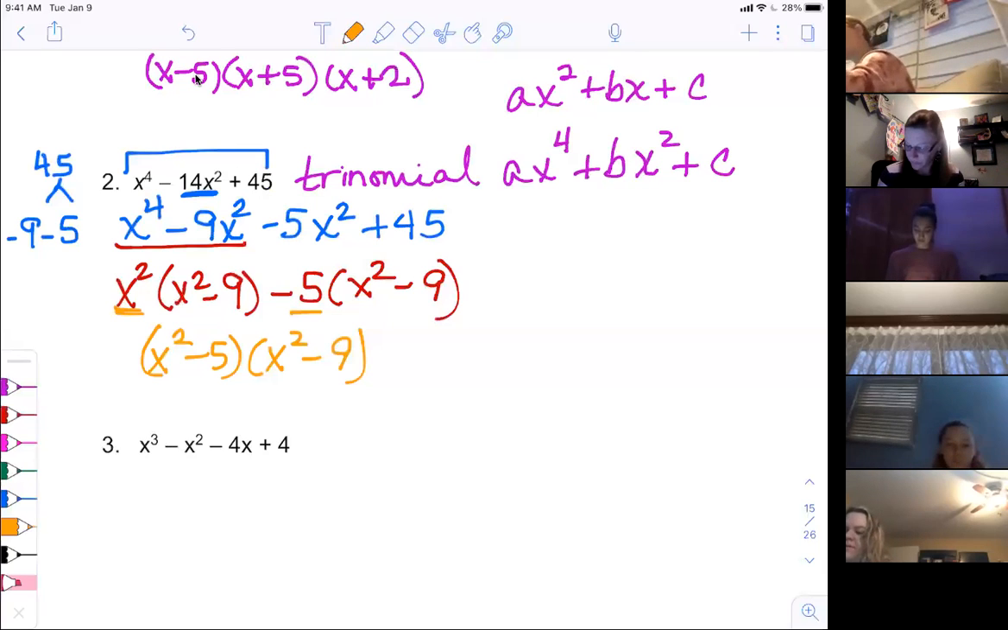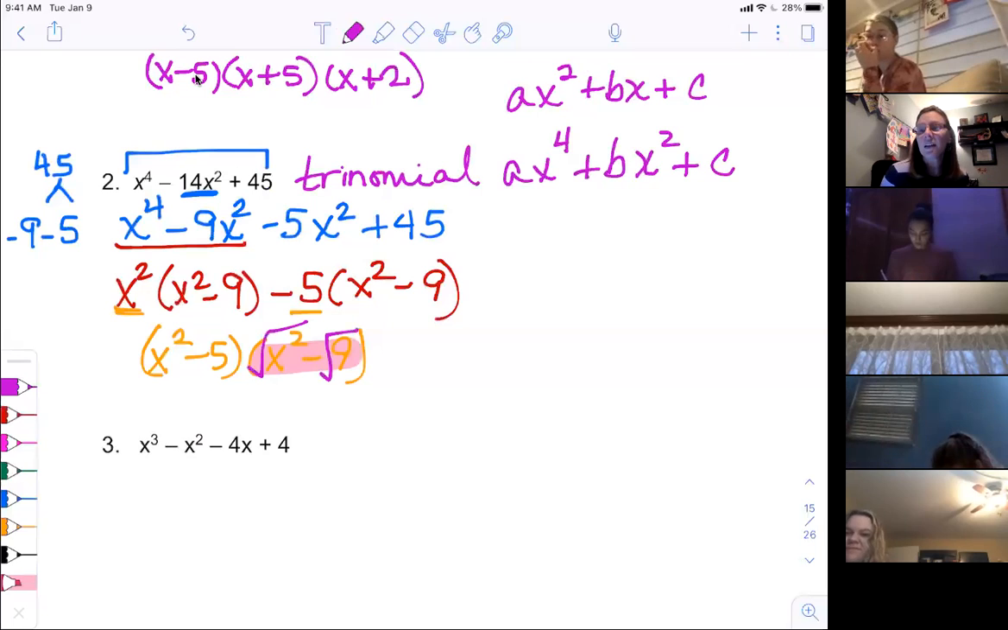You can factor x squared minus 9. And why can we factor this one? Because it's the negative one, and 9 is a perfect square. Perfect square. Is 5 a perfect square, Annabelle? No. So we can't break that one down because it's not a perfect square, but 9 is a perfect square. Annabelle, how would that x squared minus 9 factor then? X plus 3, x minus 3.